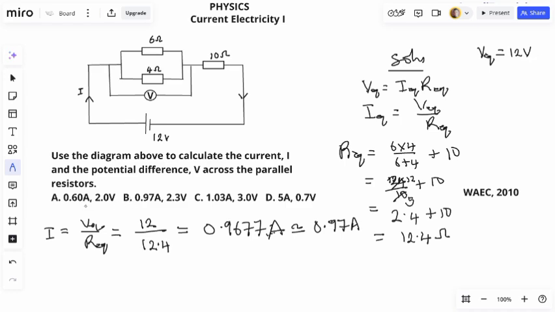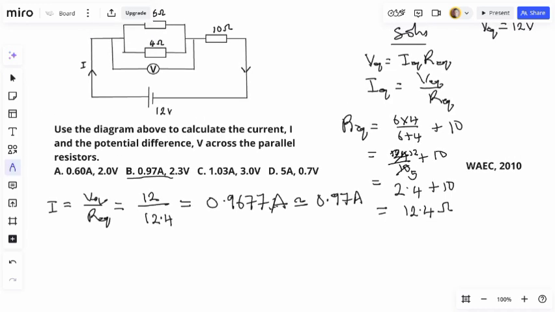Is there any other 0.97 amps here? No. So if I were anyone writing this exam, I wouldn't waste my time calculating the voltage, since there is no other option that has the same answer as my current. So I would have gone for option B. However, for the sake of this tutorial class, I'll still calculate V so that we see how the answer is 2.3.